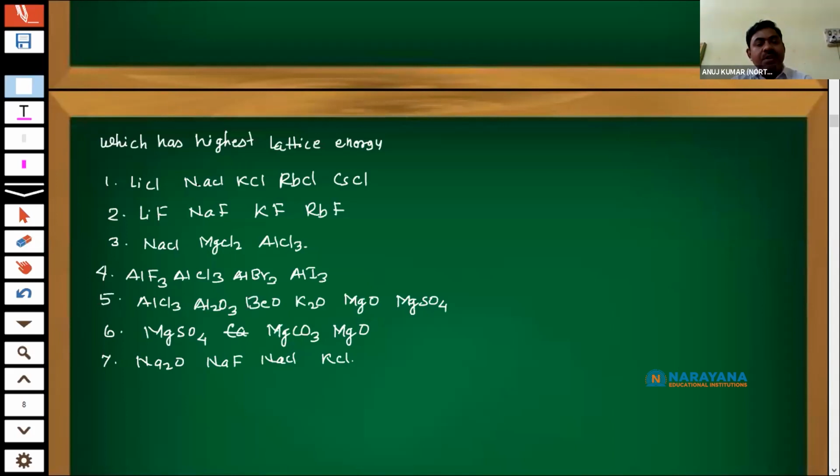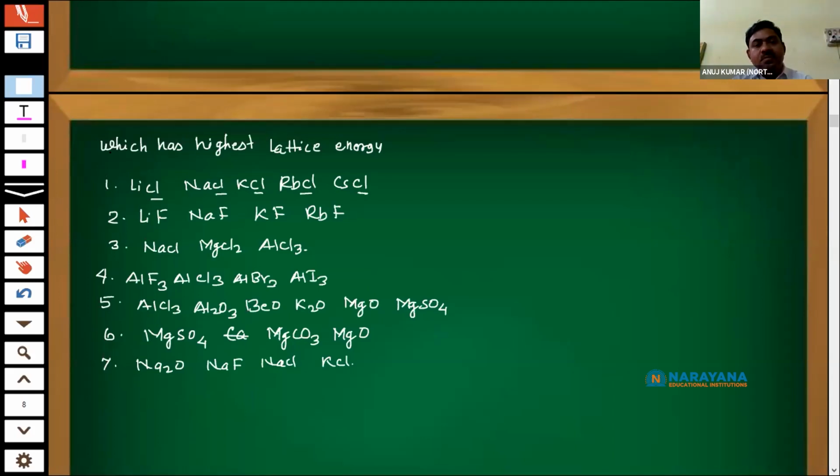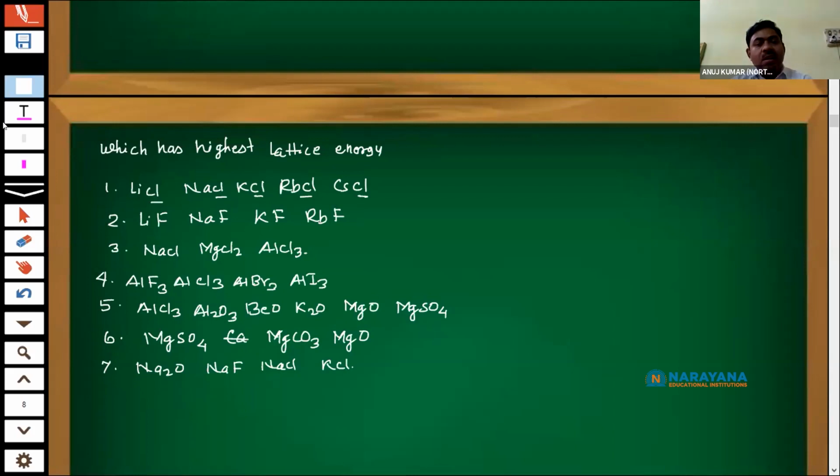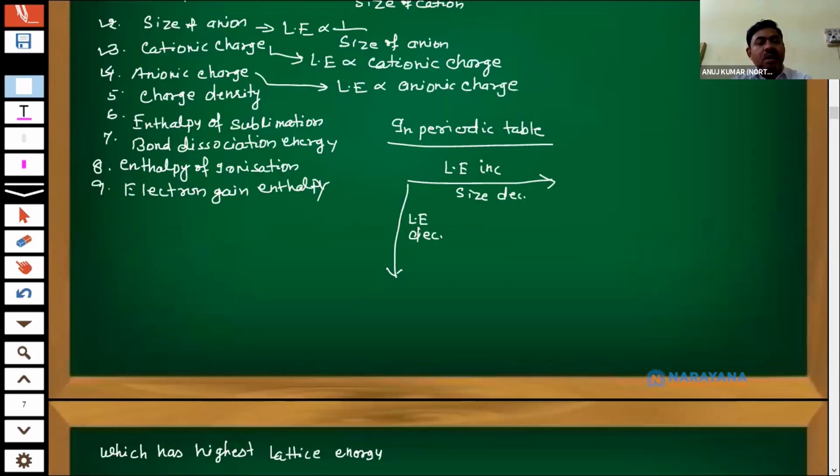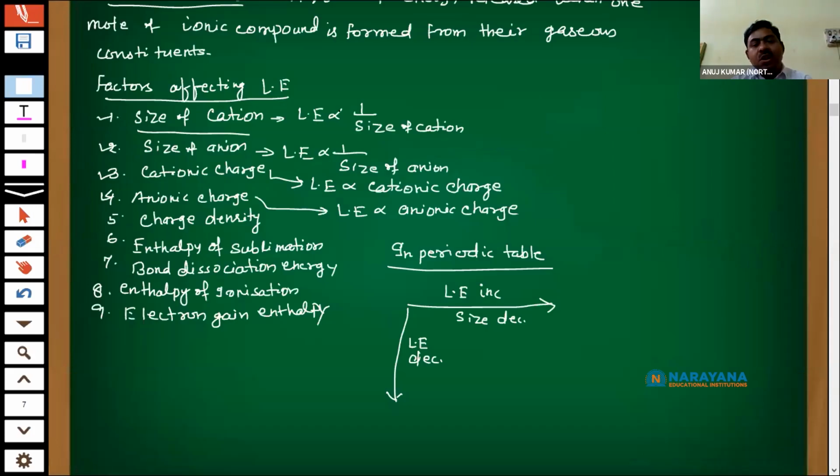There is LiCl, NaCl, KCl, RbCl, and CsCl. In all the cases, the chloride ion is the same. Cl minus is the same. So it will depend on the size of the cation. And here, lithium is the smallest. We come to the previous screen. See here, lattice energy is proportional to 1 by size of cation.